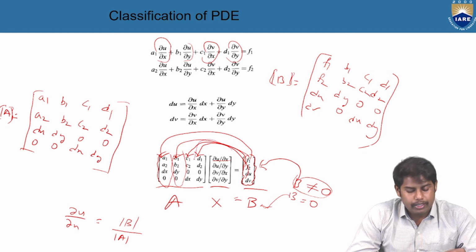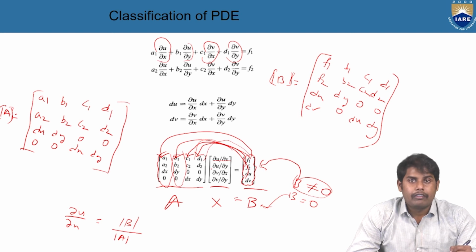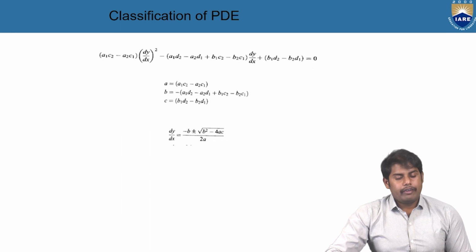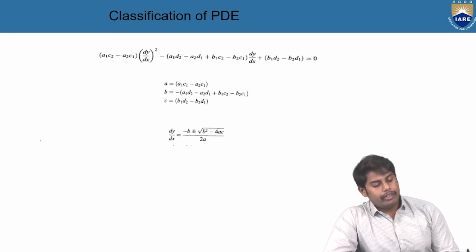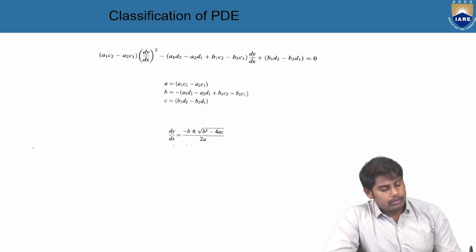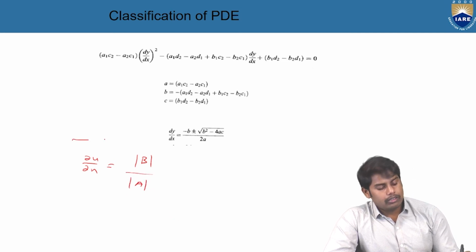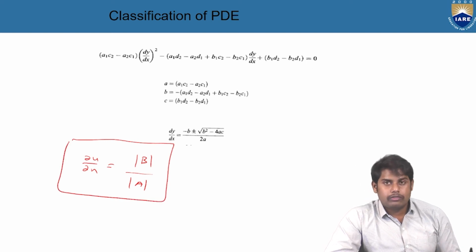Okay, so for the third column, if you want to get dou v by dou x, again the B1 has to be replaced with the third one. If you want dou v by dou y, it has to be replaced with the fourth one. So this is what we have. Let's see what we have done. The basic thing is we have the B matrix. If you want to get dou u by dou x, you should find what is det B and what is det A.